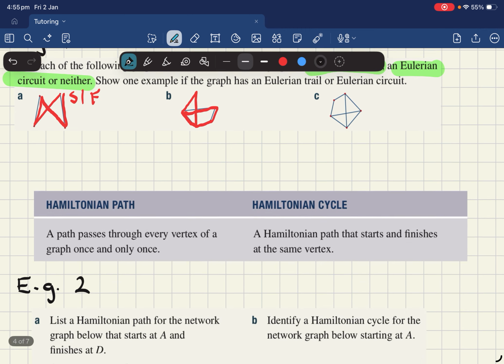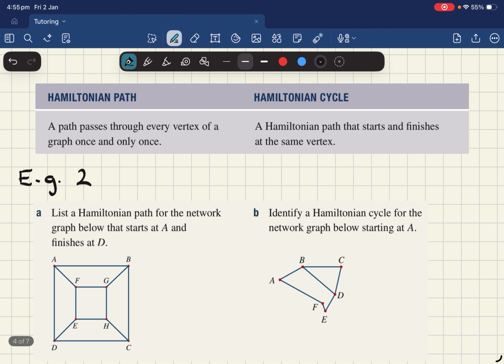Okay. Next, we're going to talk about what we call Hamiltonian paths. A Hamiltonian path is a path that passes through every vertex of a graph once and only once. And a Hamiltonian cycle is a Hamiltonian path that starts and finishes at the same vertex. Now, there's no real little tricks to determine whether we'll have one of these.